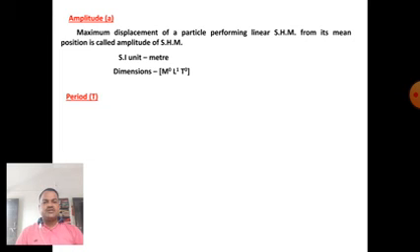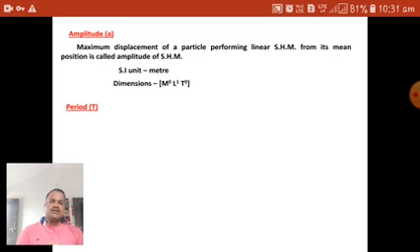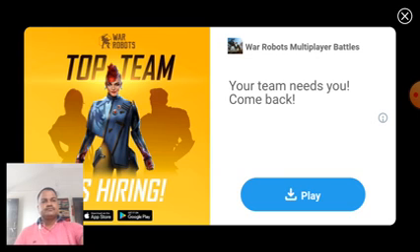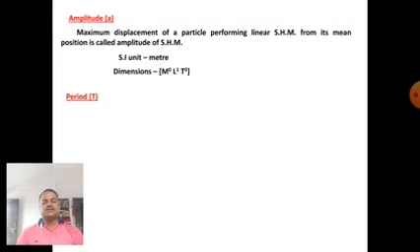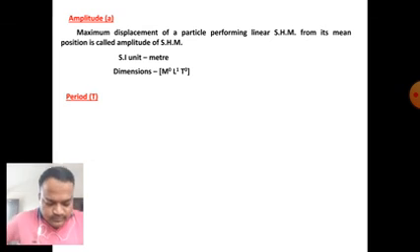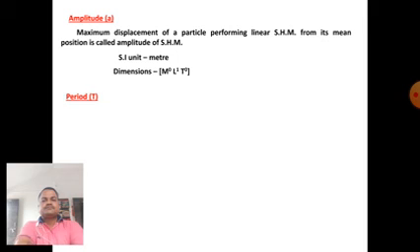At the starting of this oscillation topic, we already saw the definition of period and periodic motion. Here we again see the definition of period. For a particle performing linear SHM, the time required to complete one oscillation is called the period of linear SHM.